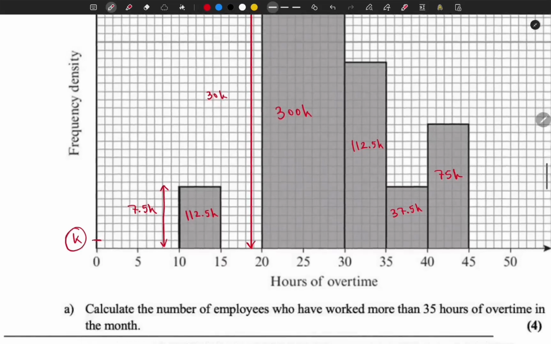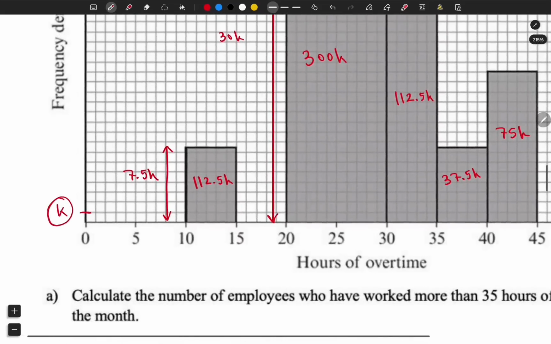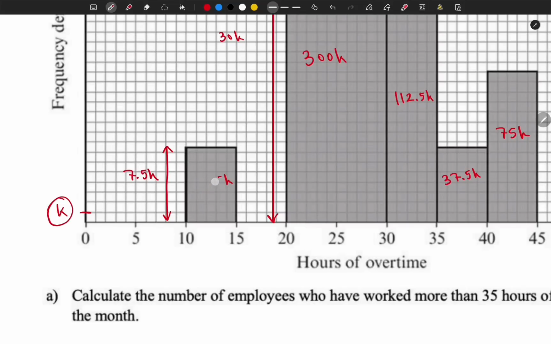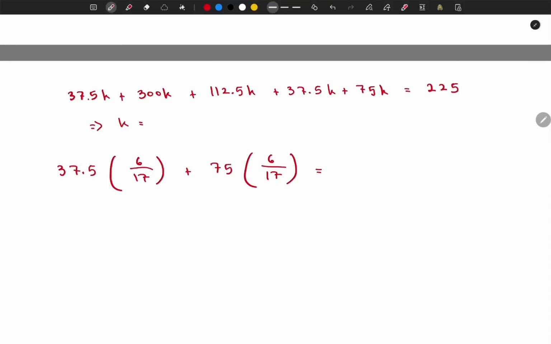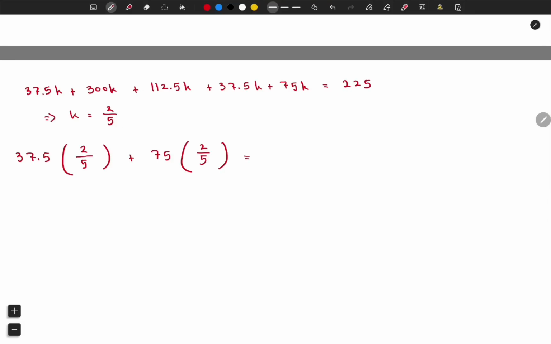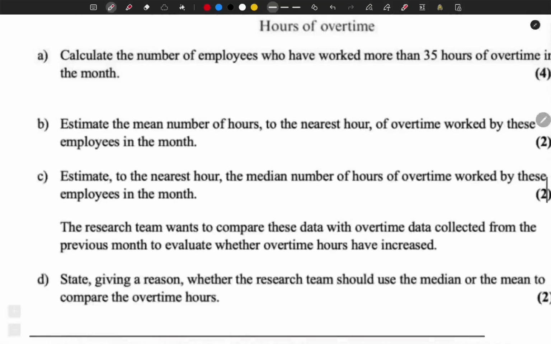Okay, so there was a slight problem, is that 7.5 times 5 is actually 37.5. So it's 37.5, and now the whole value of k will change. So the value of k is actually 2 over 5. So this is 2 over 5, and this will be 2 over 5 also. So finally we get an answer of 45 employees. So that is the answer for the first part.